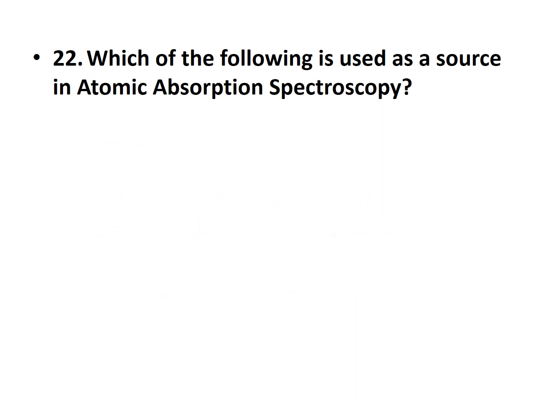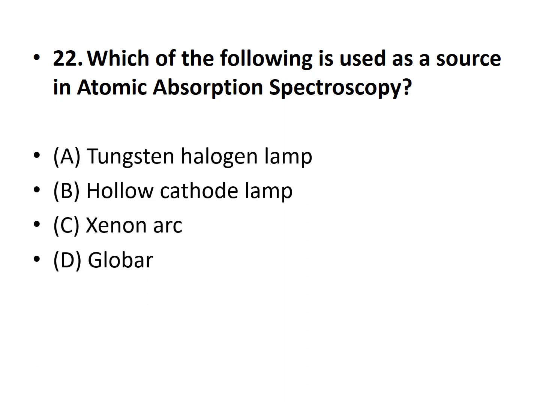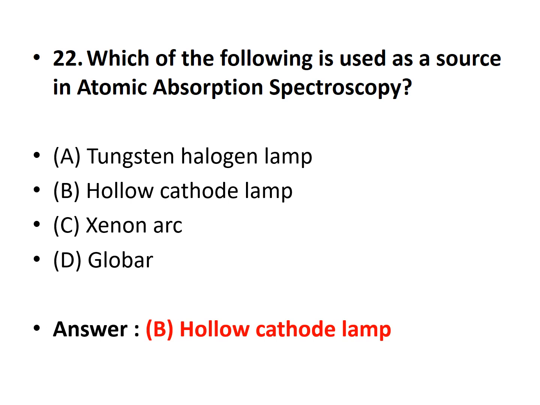So next question is, which of the following is used as a source in atomic absorption spectroscopy? Which one is used as a source of radiation in atomic absorption spectroscopy? And here are the options. A is the tungsten halogen lamp, B is hollow cathode lamp, C is xenon arc lamp, while D is glow bar. The right option is B, the hollow cathode lamp. It is used as the source of radiation in atomic absorption spectroscopy.